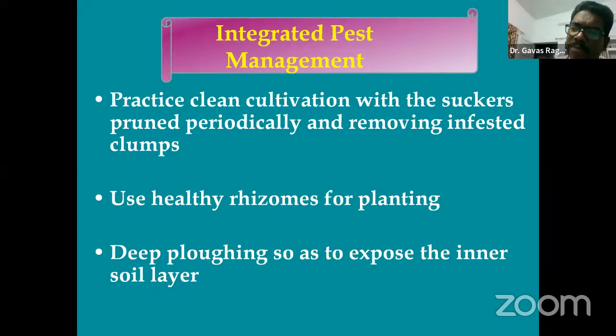We also recommend the farmers in hot spots, where each season there is a rhizome weevil attack, to go for deep plowing so as to expose the weevil and the different stages of the grubs to sunlight to kill them. And we have seen when you expose the soil by deep plowing, predatory birds will feed on the grubs and remove them.